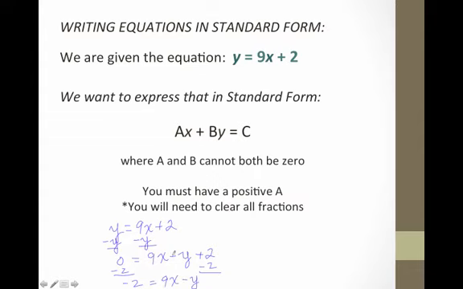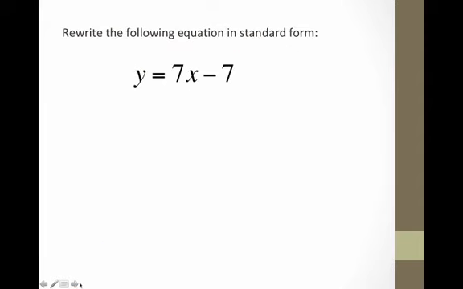Of course, I can rewrite this by moving them to the other side of the equal sign, which gives me 9x minus y equals negative 2. This is written in standard form. We're going to try that again.